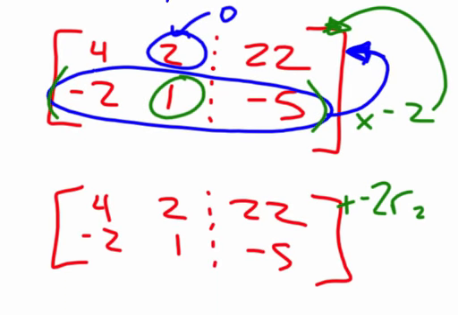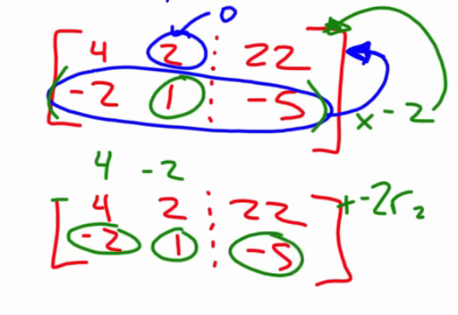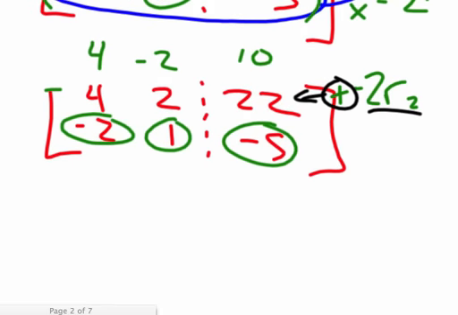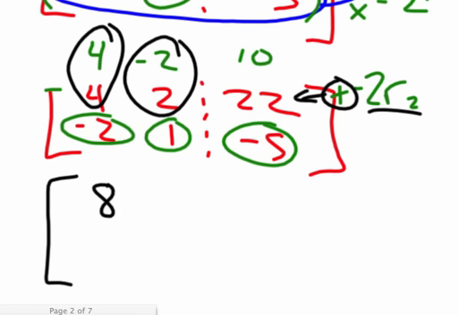So now I just think, if I take negative 2 times negative 2, I get positive 4, I lied at first. If I take 1 times negative 2, I get negative 2. If I take negative 5 times negative 2, I get positive 10. And what do we say we're doing? We multiplied that row by negative 2, and then we add it on to this row. So I'm going to take 4 plus 4, which is 8. I'm going to take negative 2 plus 2, which is 0. I'm going to take 10 plus 22, which is 32.